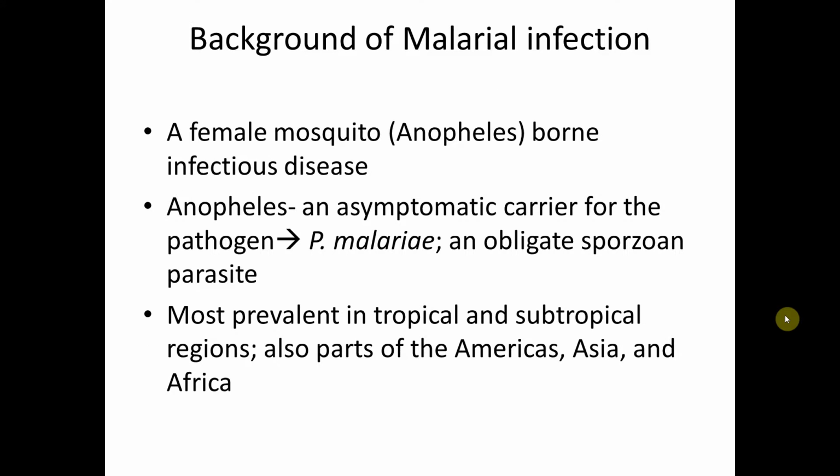The infection's origin is Anopheles-borne. This female mosquito is an asymptomatic carrier and biological vector for the obligate parasite, P. malariae. It essentially consumes human blood to provide chemical nutrients and components for her eggs. We also refer to this parasite as a pathogen because it has the ability to cause disease and death.